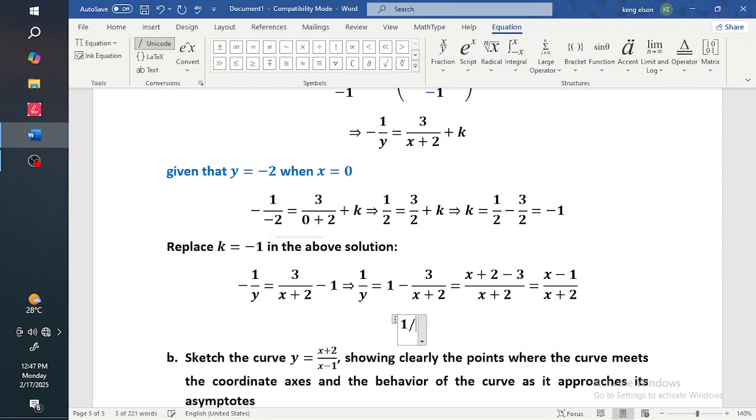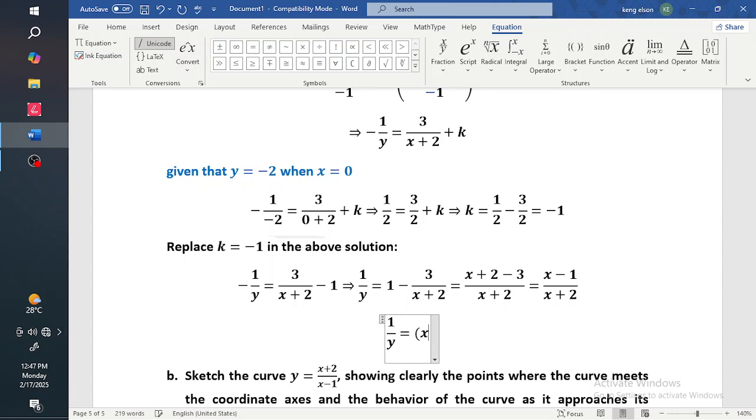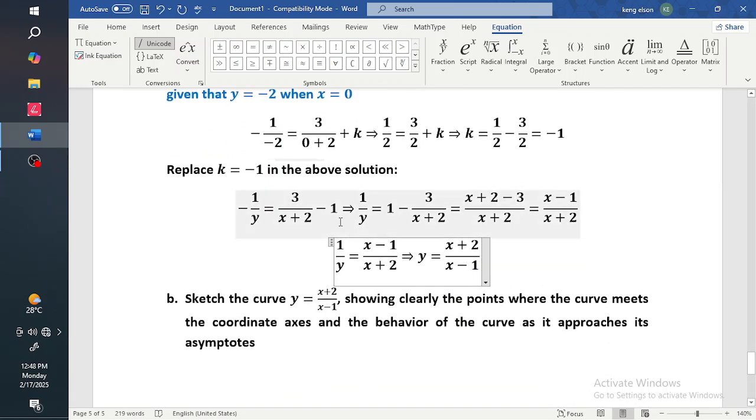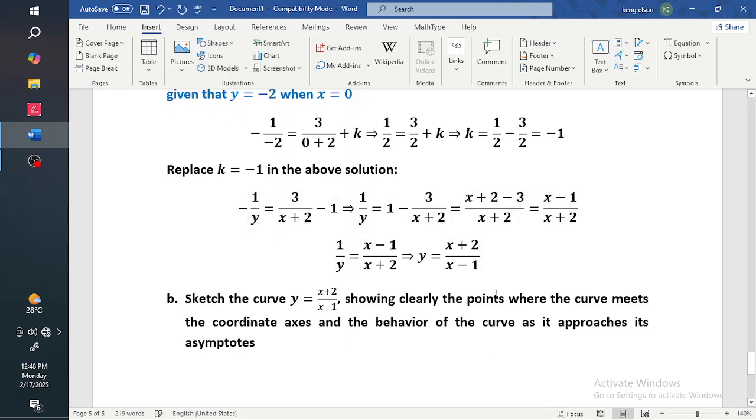So actually 1 divided by y is equal to x minus 1 divided by x plus 2. So what is the value of y? We just have to reciprocate. So y is going to give us x plus 2 over x minus 1. So that is our solution. So remember, to get the value of y, I can just cross multiply. So this x plus 2 goes up here, this x minus 1 goes down, and then y goes up. So we get y to be equal to x plus 2 divided by x minus 1.